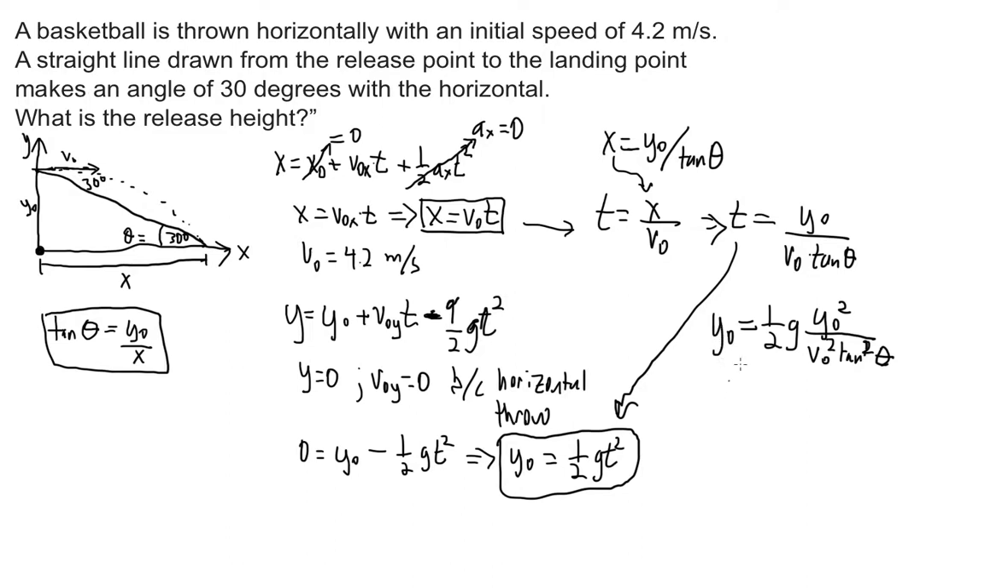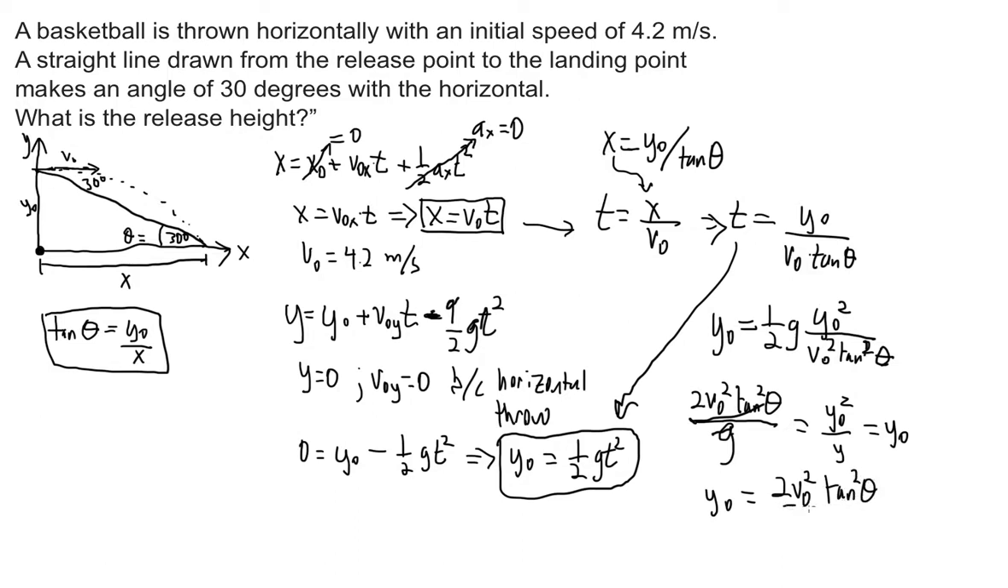I've got to get it on one side of the equation by itself, so I end up with 2 v naught squared tangent squared theta. I'm going to divide that now all by g, and that is equal to y naught squared over y naught, which is equal to y naught. And hey, that's my answer. So I've got y naught is, just to rewrite without terrible writing, 2v naught squared tangent squared theta divided by g. Finally, it's time to plug in some numbers.